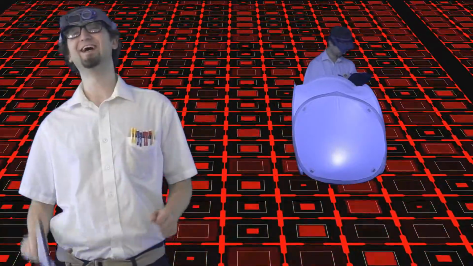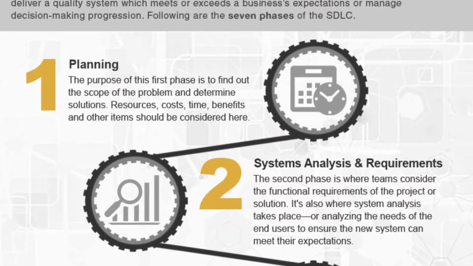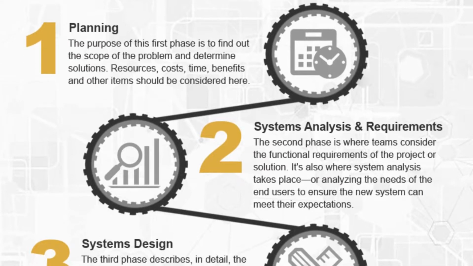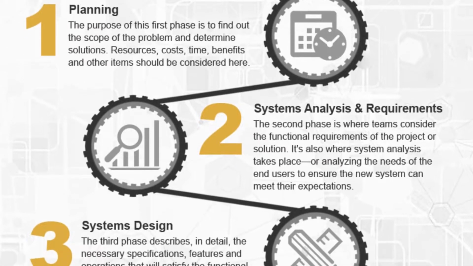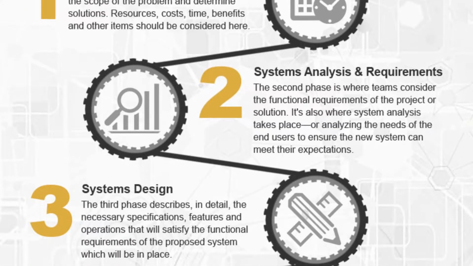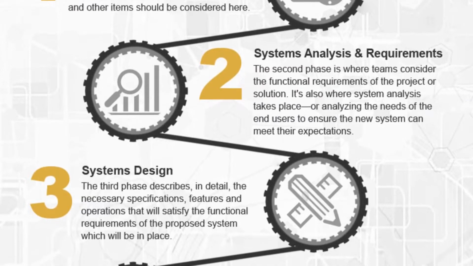Now let's take a look at system development used in basic information technologies. The first step is planning, where the development team figures out how many resources are necessary for the project, like cost, time, benefits, and other items that should be considered. The planning phase determines the scope of the project.